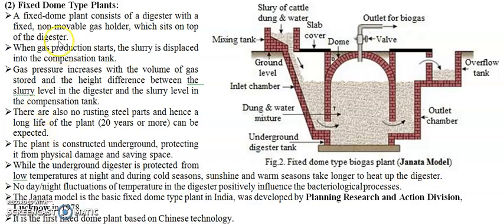Now, in that video we have seen the floating dome type biogas plant, and here we can see the fixed dome type biogas plant. If we look at this plant, we can notice that, except for this mixing tank, the entire biogas plant is below the ground level. In the floating dome biogas plant we have seen that the floating dome was above the ground level.